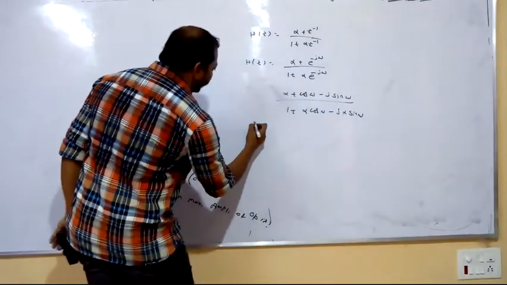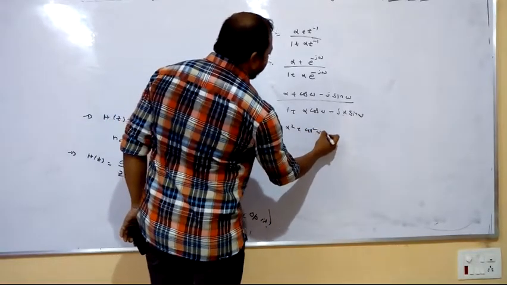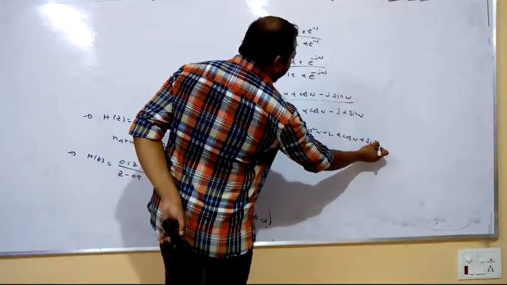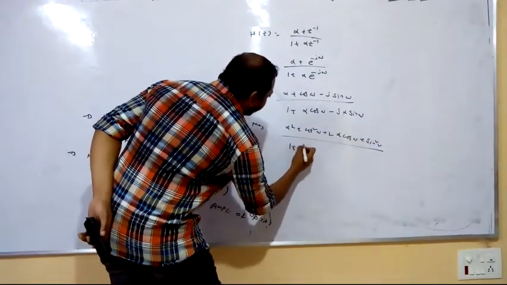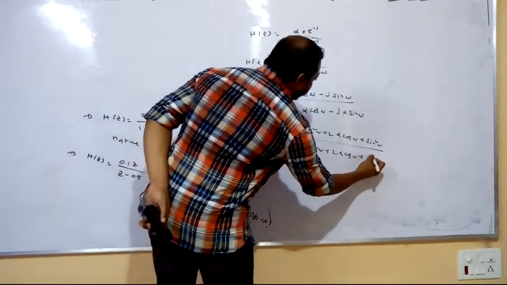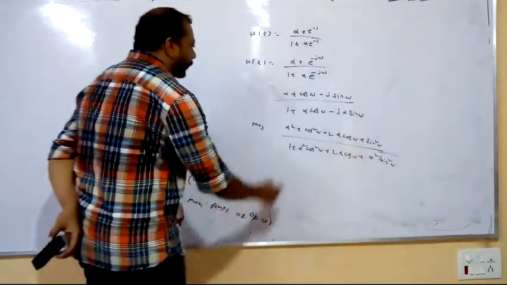The magnitude of this one is equal to the square root of alpha square plus cos square omega plus 2 alpha cos omega plus sin square omega, upon the square root of 1 plus alpha square cos square omega plus 2 alpha cos omega plus alpha square sin square omega.